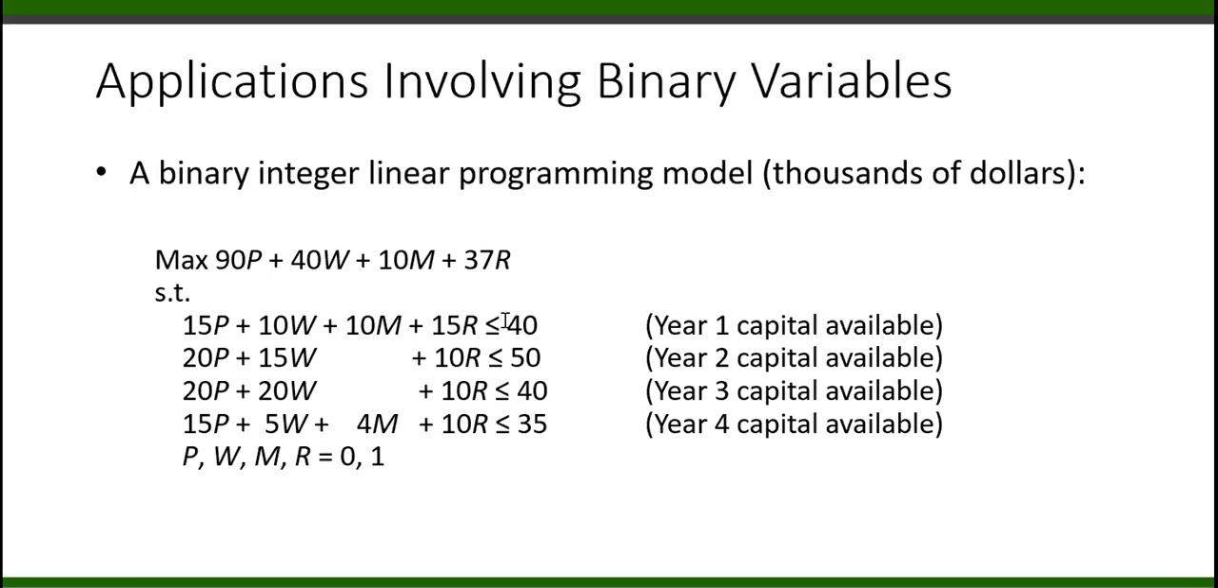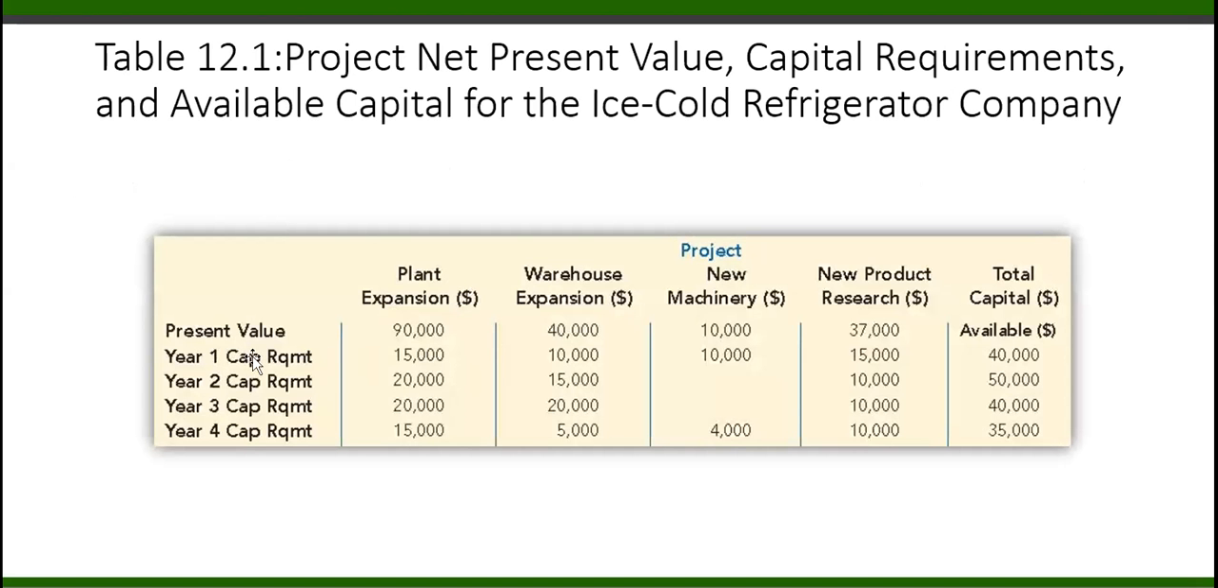For the first year, the capital that we use should be less than or equal to the maximum capital that we have available. I'm just going to discuss the first one, and then we go to the Excel and try to solve this. So for the first year, let me go back again to my table here. In year 1, I'm going to need 15,000 if I invest in plant expansion. So 15,000 times P is going to be my capital requirement for plant expansion. If P is equal to 0, meaning that I'm not investing in plant expansion, 15,000 times 0 is going to be 0. So I don't have any capital requirement for this project in year 1.